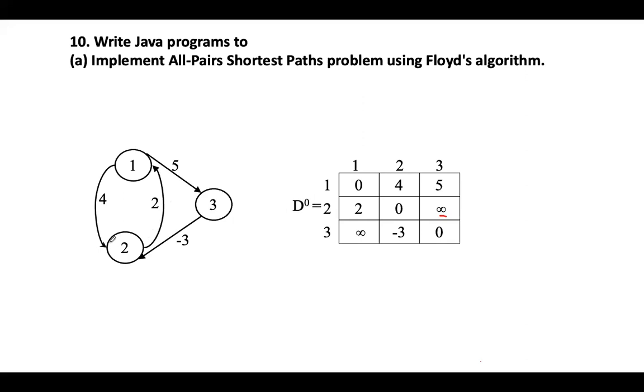See, direct links are there. Still, we can find out whether a shorter distance is present or not. So this is the matrix D naught. In the algorithm, we start with the input matrix and we refer to it as D. So this is the initial matrix, the input matrix, that is D naught. Then we'll go to the D1 matrix, D2, D3, the intermediate matrices. And with each intermediate matrix, we'll take one vertex and try to solve.